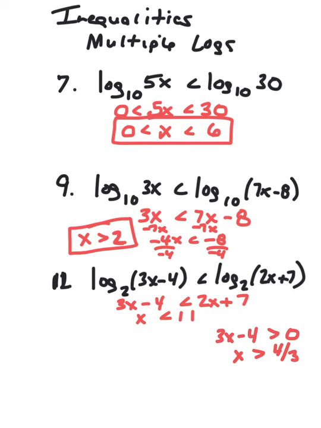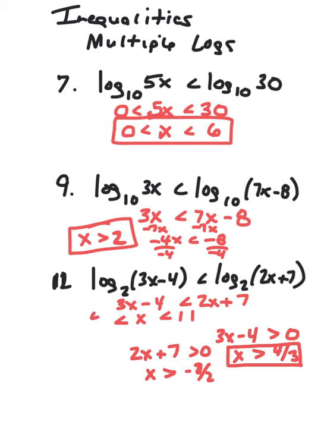And then also the 2x plus 7 would have to be greater than 0. And in that case, subtracting 7 and dividing by 2, x would have to be greater than negative 7/2. All right, so we're looking for the lower end of this, and to make them both positive, or both greater than 0, x would have to be greater than 4/3. So I could add this to the lower extreme of that problem, and this would be my answer.